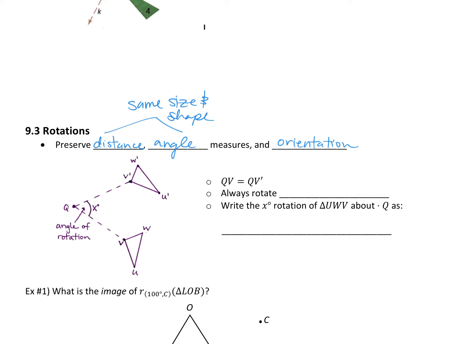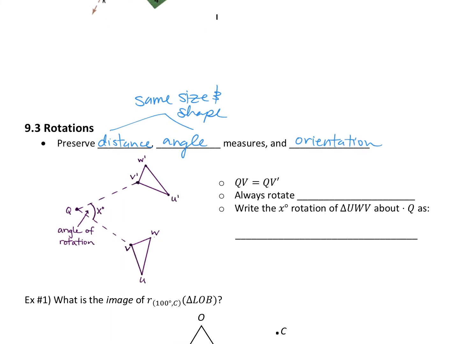So if I name my first figure clockwise, then I'm going to name my next figure clockwise. If I name the first one counterclockwise, then I'm going to name the next one counterclockwise. So it does not flip at all, right? Flips are the ones that have opposite orientation. These have same orientation, okay? Okay, so let's take a look at this.